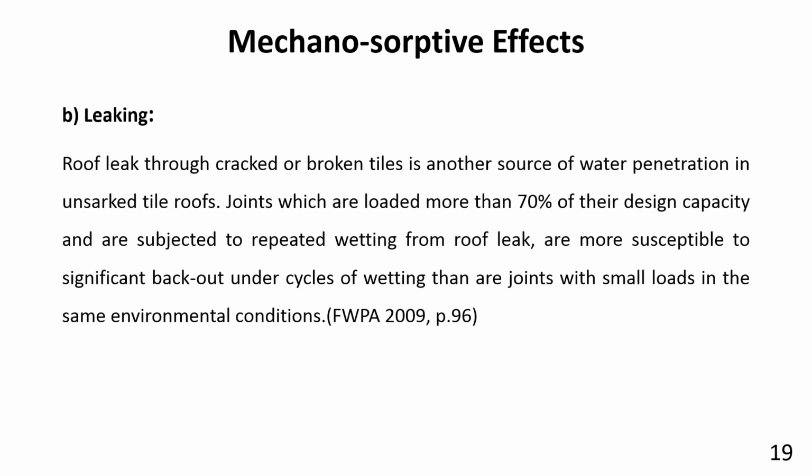Leaking. Roof leak through cracked or broken tiles is another source of water penetration in unsarked tile roofs. Joints which are loaded more than 70% of their design capacity and are subjected to repeated wetting from roof leak are more susceptible to significant backout under cycles of wetting than are joints with small loads in the same environmental conditions.